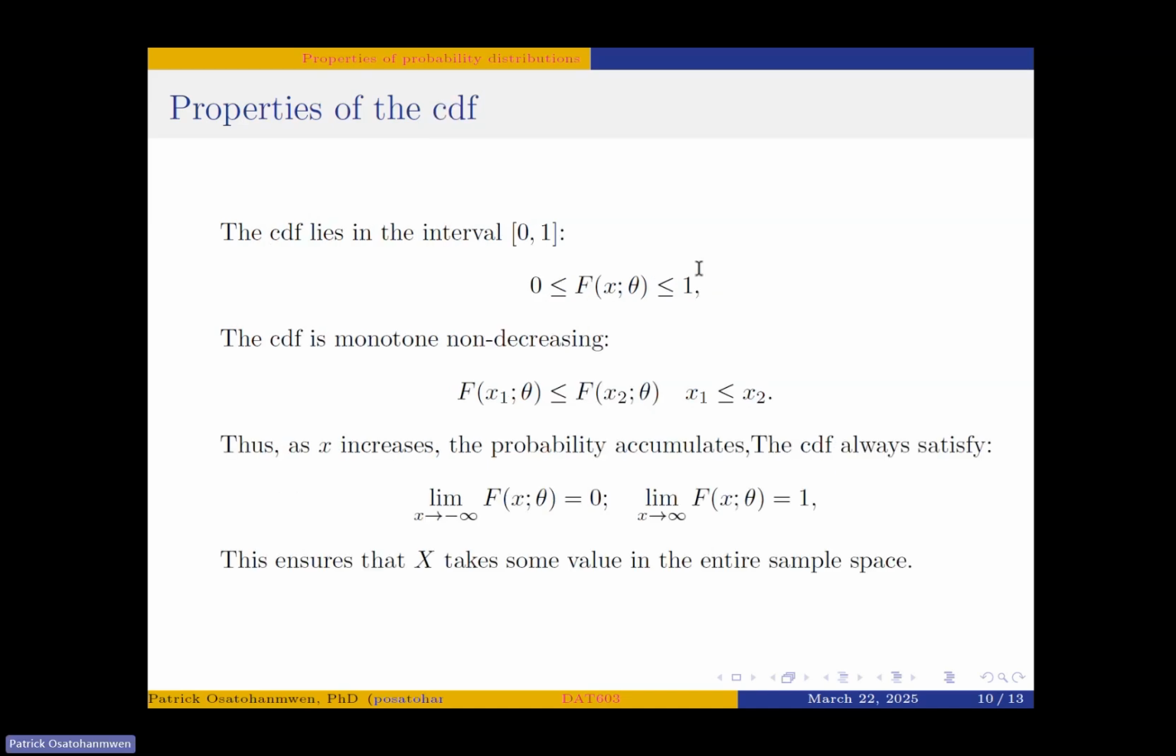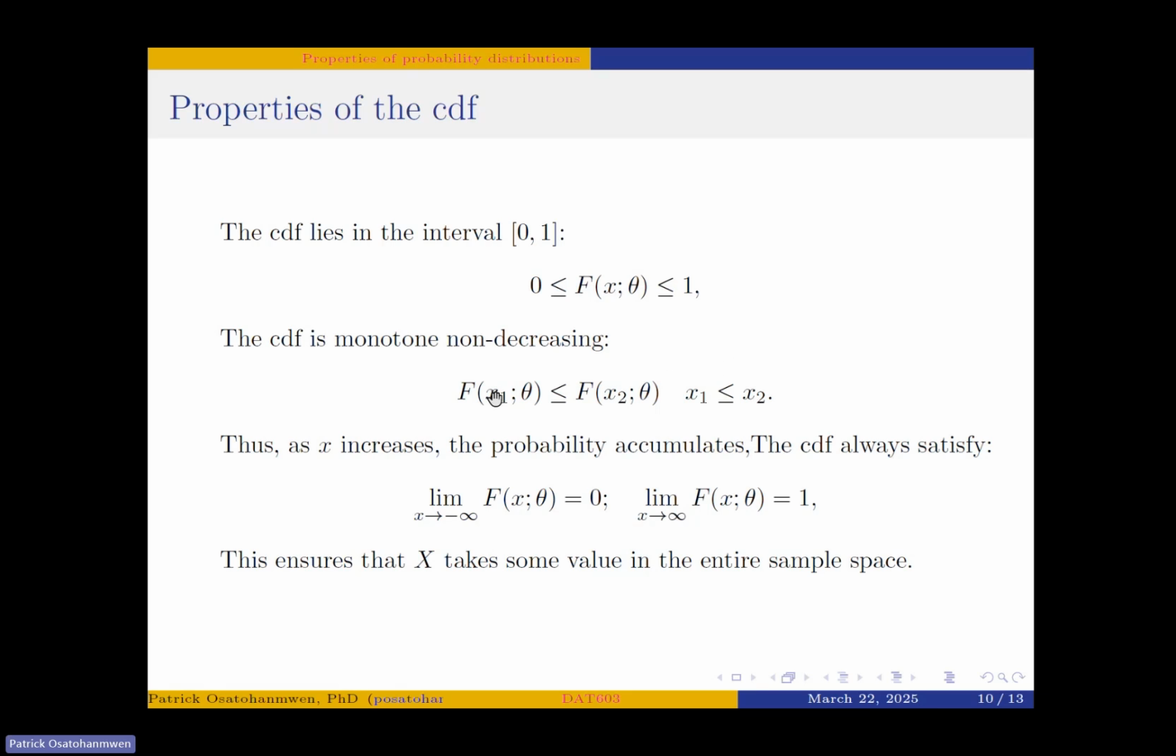Now, the CDF also has its own properties. What are the properties of the CDF? The CDF lies in the interval 0 and 1. In other words, the value of a cumulative probability cannot be less than 0, and it cannot be greater than 1. It lies between 0 and 1. Please don't forget this. Then the CDF is also monotone, non-decreasing. In other words, if x1 is less than x2, the CDF of x1 is less than or equal to the CDF of x2. This is monotone, non-decreasing.